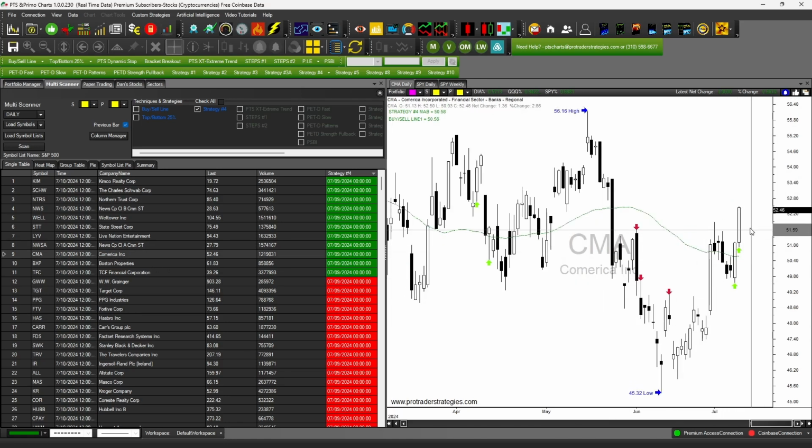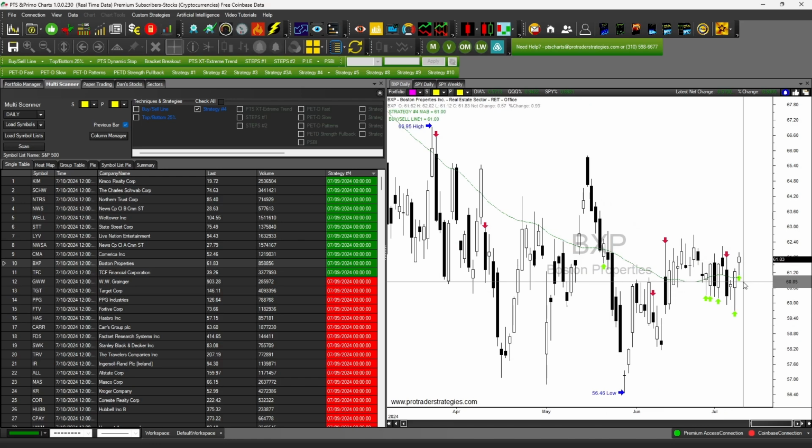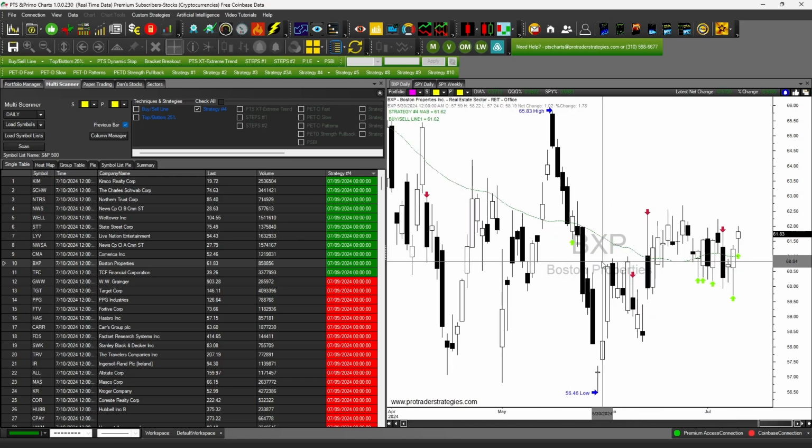Comerica. Big sweeping outside candle, violent close above this buy sell line, continuation to the upside. Nice trade there. Boston Properties, same thing. Real estate, remember, bullish real estate. Outside, violent candle, hammer candle, momentum candle up, buy signal, continuation to the upside. Probably targeting this swing high here would be where I would set my target on that one.